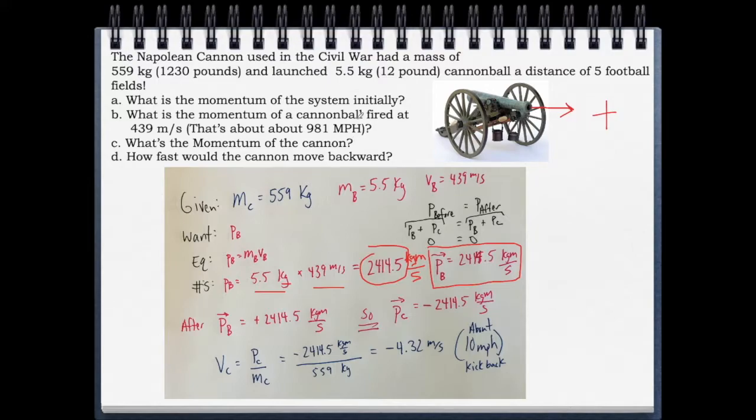there has to be a recoil or a kickback because the initial momentum of the system was zero. So the momentum after the object is fired also has to be zero. So what I did here in sloppy handwriting is I said momentum before of our system is momentum of the ball plus momentum of the cannon. And that's zero because nothing's moving.